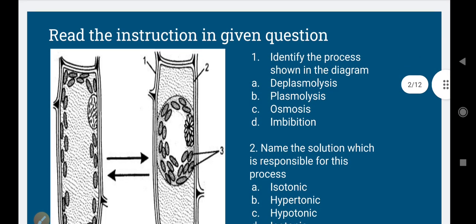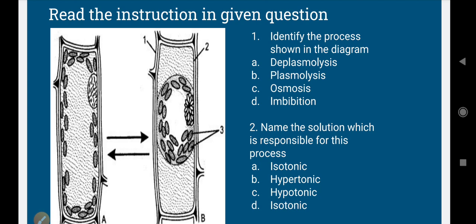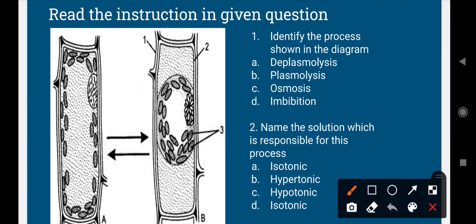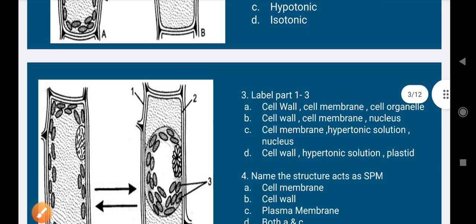So first question is, identify the process shown in the diagram. The process shown in the diagram is plasmolysis, and the second question is, name the solution which is responsible for this process. The solution which is responsible for plasmolysis is hypertonic solution, to keep the cell in hypertonic solution. So here the correct answer is plasmolysis for this and hypertonic solution for part B. Now move to third question.